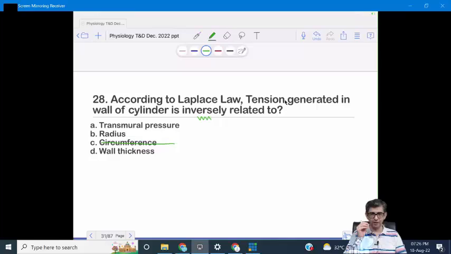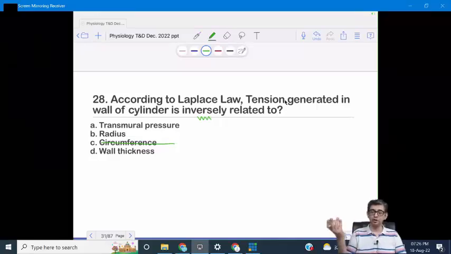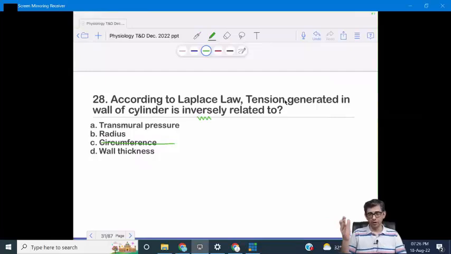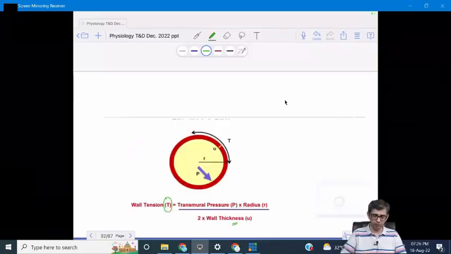क्रिएट होगी. प्रेशर इज मोर इन द ब्लड वेसल, टेंशन इन द वॉल ऑफ द ब्लड वेसल विल आल्सो बी मोर. सो प्रेशर एंड टेंशन हैव अ डायरेक्ट रिलेशन. द क्वेश्चन इज inverse relation. So inverse would be either with respect to radius or with respect to the wall thickness. Now the correct answer for this one would be wall thickness.